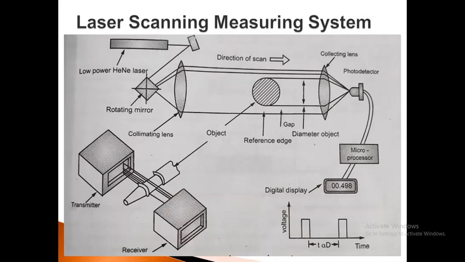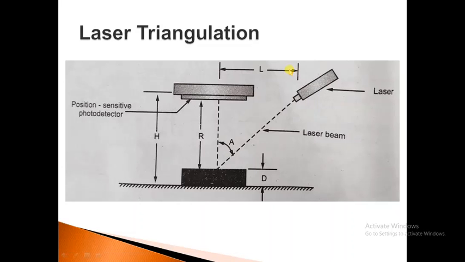So this is how the laser scanning measuring system can work, and this system can be used for inspection and gauging. Next we are going to see the laser triangulation technique.